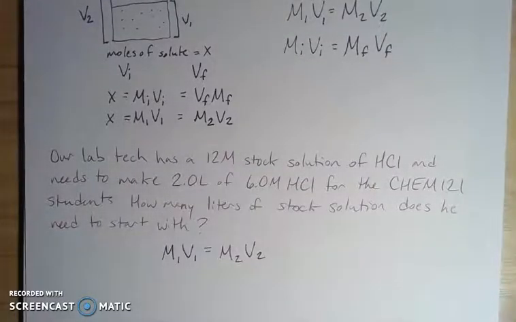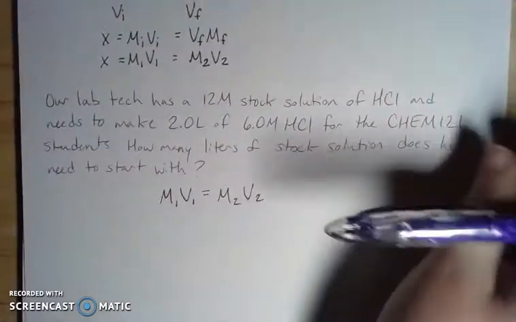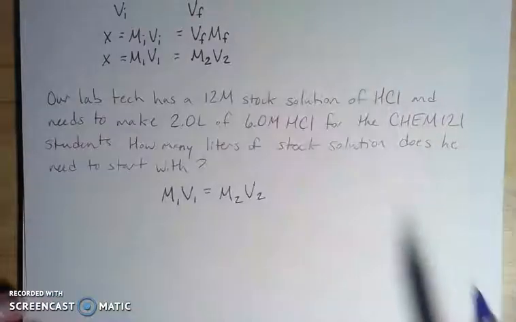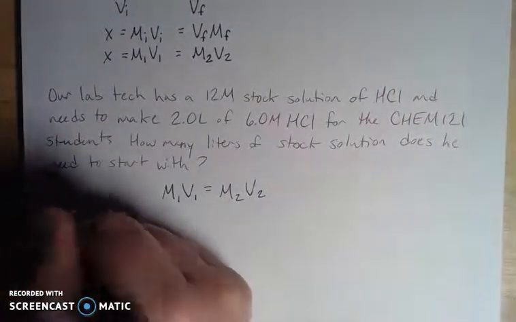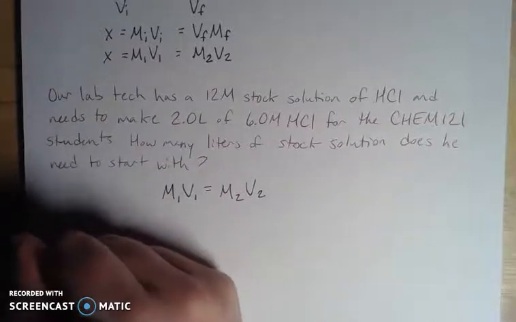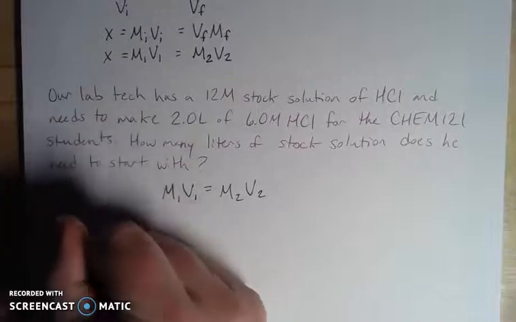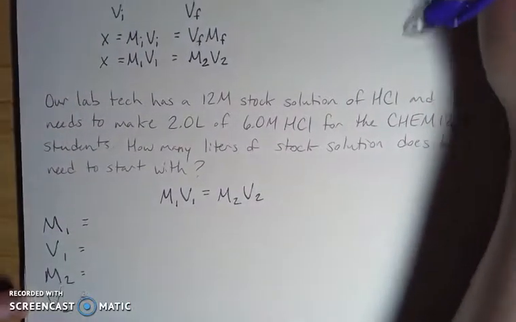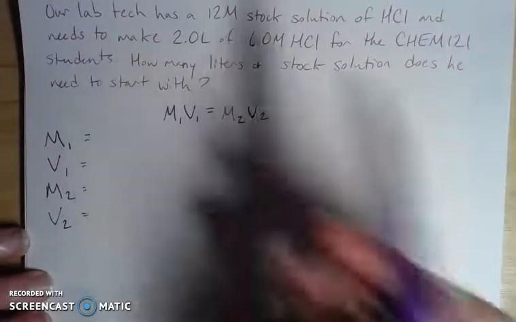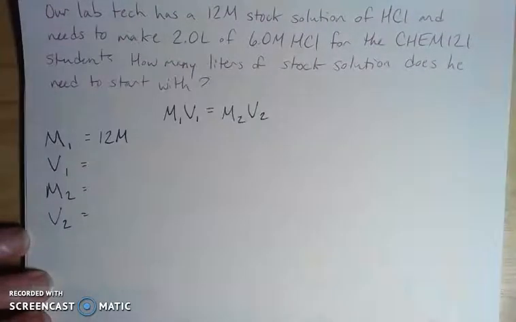So we should figure out what we're given to start off with and what information we know from this problem, because that's always a good way to go. So here's my different variables, M1, V1, M2, V2. Let's figure out what we know. We know the initial concentration of my solution because we said we had a 12 molar stock solution. So that 12 molar stock solution is my initial concentration.